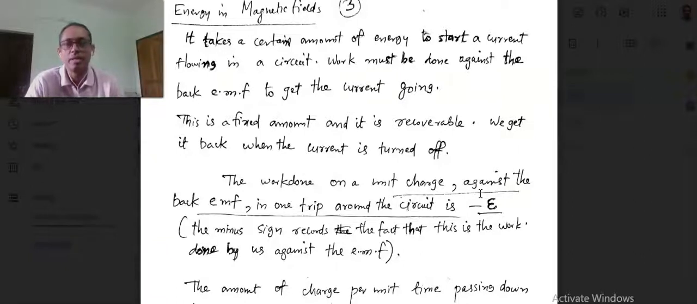This is a fixed amount and it is recoverable, because we get it back when we switch off the circuit, when the current is turned off. Then also a back EMF will be developed, and we will get that back. Now, back EMF is there in a circuit when the current starts to grow or when the current starts to decrease. So we are calculating this work that must be done against the back EMF.